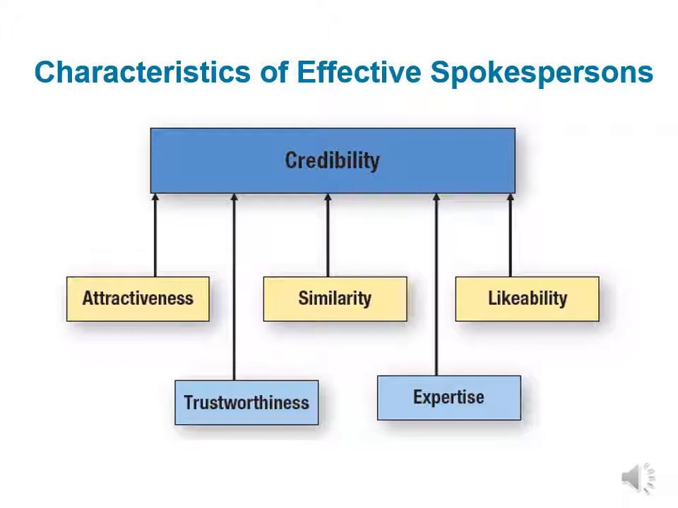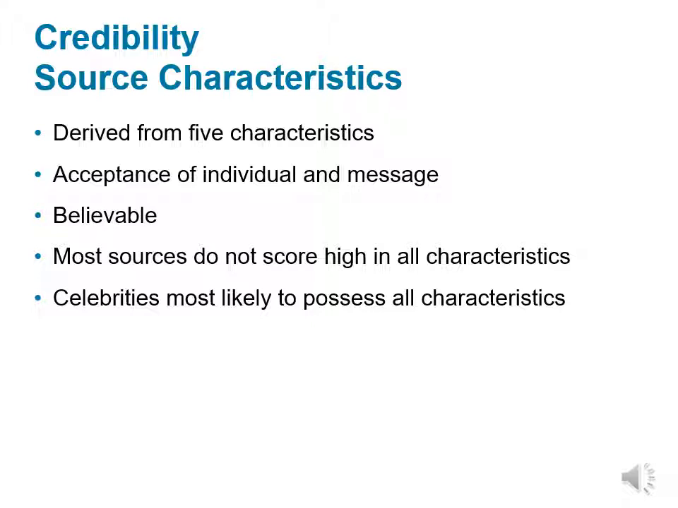The level of credibility is determined by 5 factors: attractiveness, trustworthiness, similarity, expertise, and likability. Credibility determines the level of acceptance of the individual and her message. Credibility translates into the spokesperson being believable. Most sources do not score high on all of the dimensions. Celebrities are the most likely to possess all of the characteristics, at least to some degree.